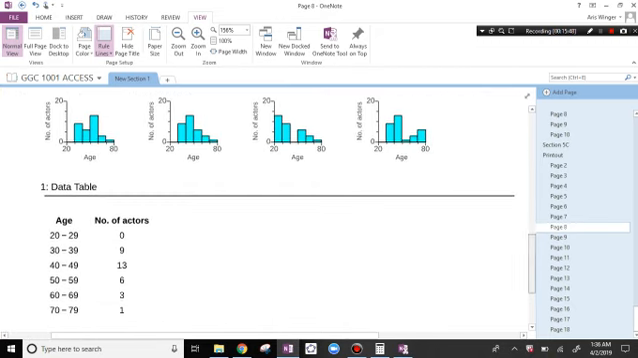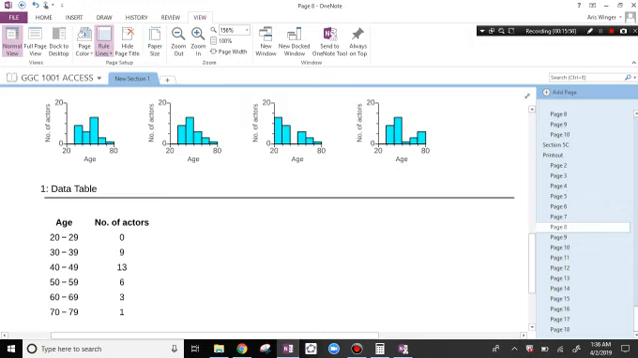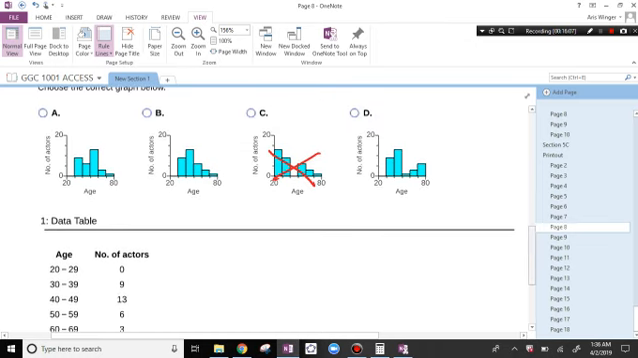All right, so 20 to 29 should be 0 actors. So the first bin should have 0, so that means it's not this. From 30 to 39, they should have 9, which should be roughly half of the 20. I like that. Is this roughly half? That is roughly half. That's good.